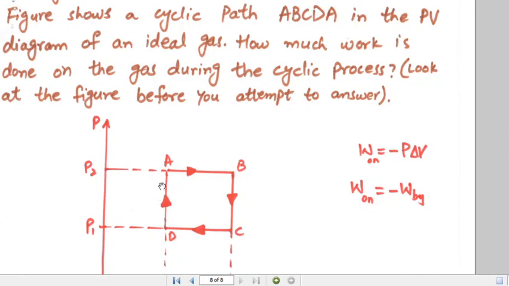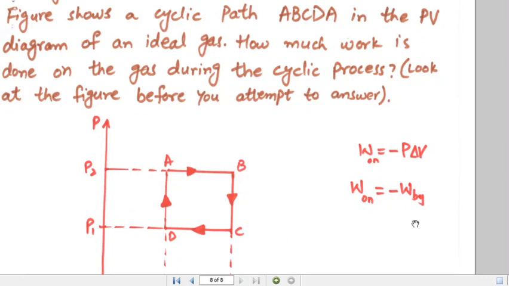We know that the work done on the gas is defined as minus P times delta V. We also know that the work done on the system is equal to the negative of the work done by the system. If you have a gas in a cylinder and work is done by the surroundings, the piston is pressing the gas downwards. That's the work done on the system.